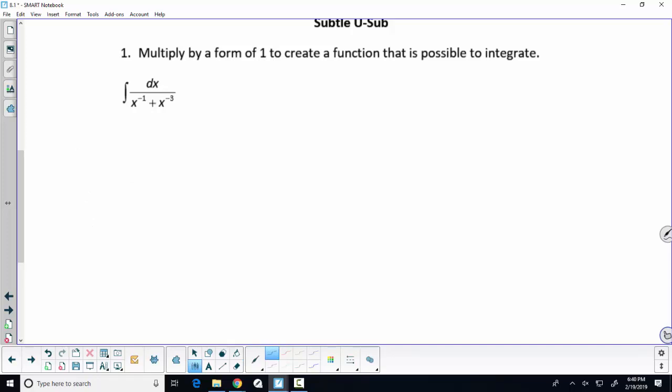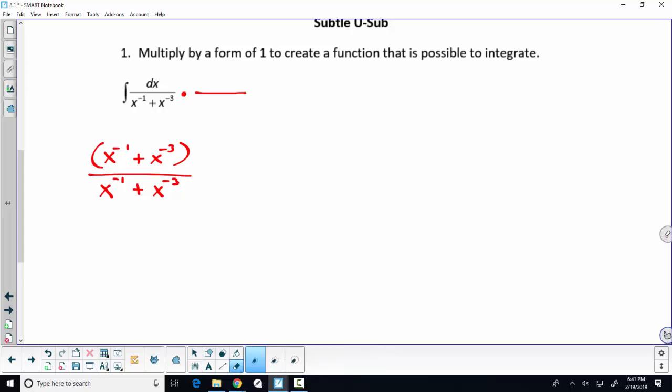So the form of 1 to multiply this through by, we want to think about these negative exponents. If I multiplied through by x to the negative 1, if I multiply by this form of 1, then I have an even more complicated denominator, right? Because then I have their cross terms. What if we use the conjugate? Yeah.